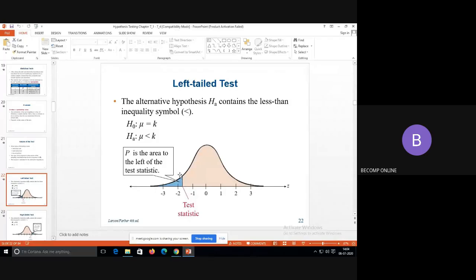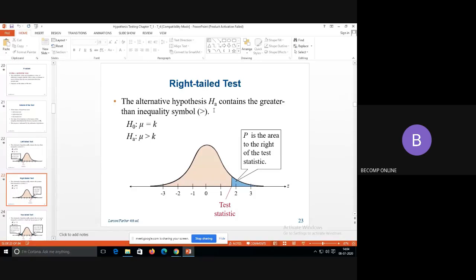In this graph, if the area we are interested in, your test area, occurs on the left-hand side, then we refer to it as a left-tailed test. This situation occurs when you have the less than operator in the alternative hypothesis. The opposite of that is the right-tailed test. If your alternative hypothesis contains the inequality symbol greater than, then you get a right-tailed test. That means our area of interest, the p area, occurs on the right-hand side of your normal distribution curve. That's why it is referred to as a right-tailed test.